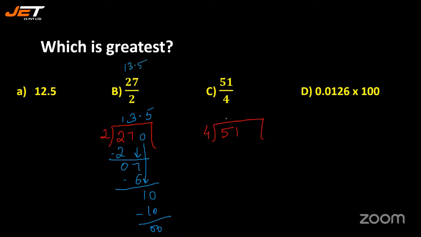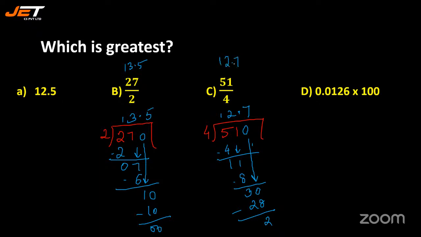Next is 51 by 4. 4 times 1 is 4, 1 here, bringing down 1. 4 times 2 is 8, 3 here. I'll put an extra 0 because I want the answer in decimals. 30. 4 times 6 is 24, 4 times 7 is 28, 2 remainder here. Now we can say this is 12.7.